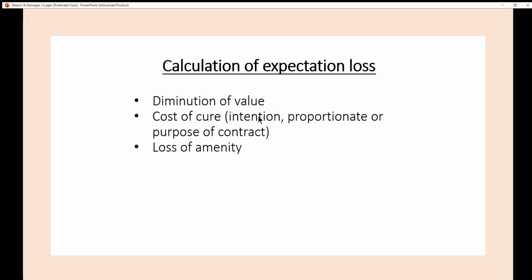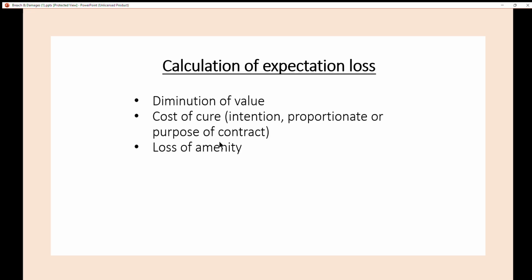So the court said no, it's not proportionate. It's only a bit shallower, and you have no intention to go and repair it. You just want the money. You're not going to rebuild the swimming pool. So I'm not going to give you cost of cure. I'm only going to give you loss of amenity. Loss of amenity means loss of enjoyment. So you only get, I don't know, 10,000 pounds or 15,000 pounds. And this is not much for amenity.